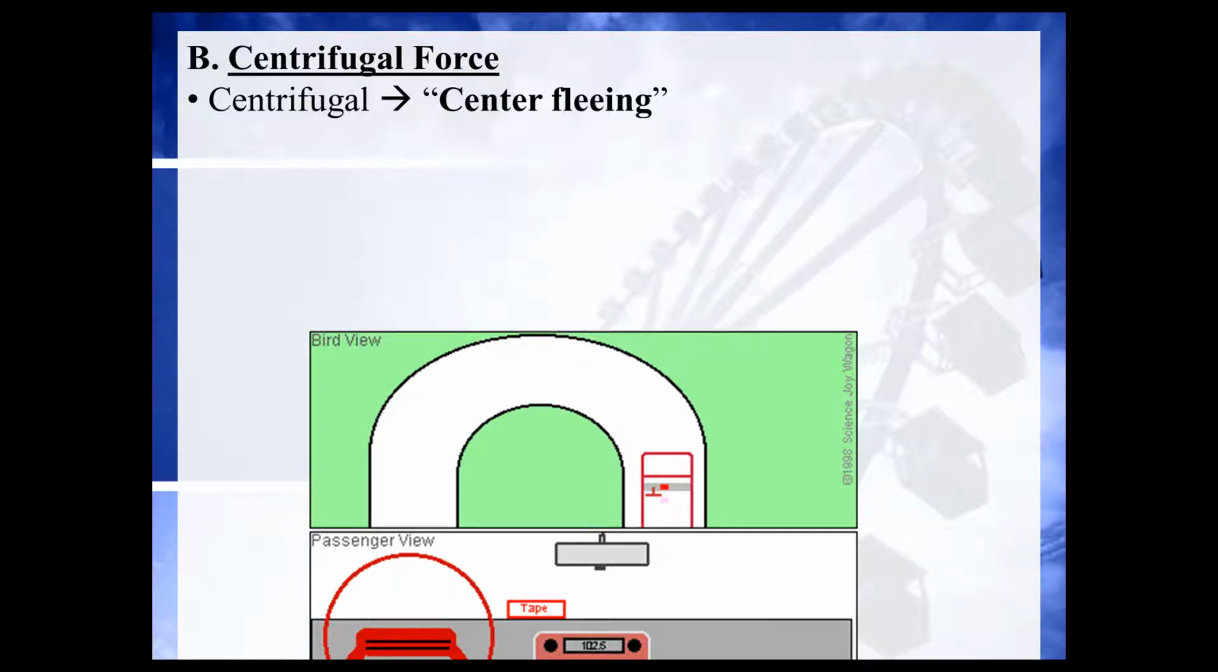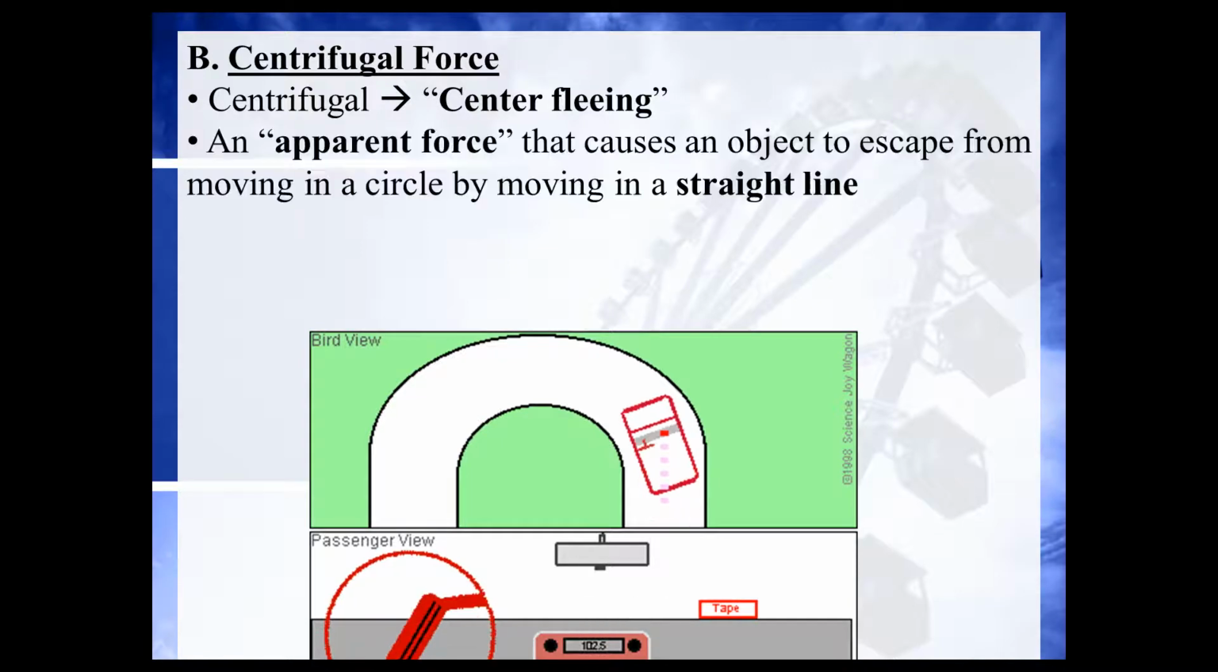Now, here's a reason why this is not actually a force. The centrifugal force seems to be some kind of force that is causing an object to escape moving in a circle. And if you look at the actual motion of the object as it tries to escape the circle, it just moves in a straight line. So this is where you need to look at the bird's eye view. I'll pause this in a second so I can show what's going on at the actual tape.